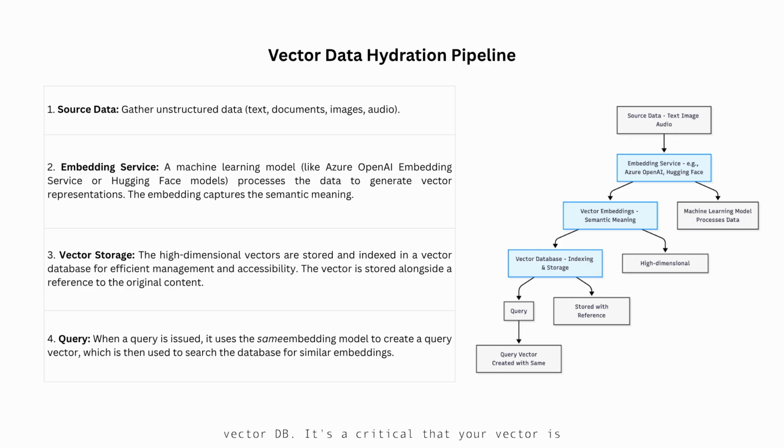It's critical that your vector is stored with some reference or metadata pointing it back to the original content it represents. When the query is performed, the query itself also runs through the same embedding model to generate a query vector. If you use different models for creation and searching, the semantic spaces won't align, leading to inaccurate results. This pipeline ensures that the entire system speaks the same numerical language, enabling accurate similarity search.